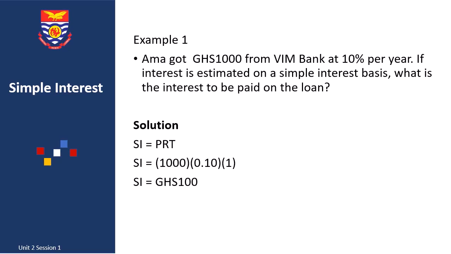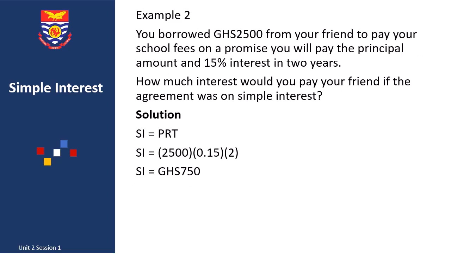Alright, let's try our hands on this example too. You borrowed 2,500 Ghana cedis from your friend to pay your school fees on a promise you will pay the principal amount and 15% interest in 2 years. Requirement: how much interest would you pay your friend if the agreement was on simple interest? I want you to try this based on how we solved example 1. I'll pause the video for a few seconds so that you try your hands on it.